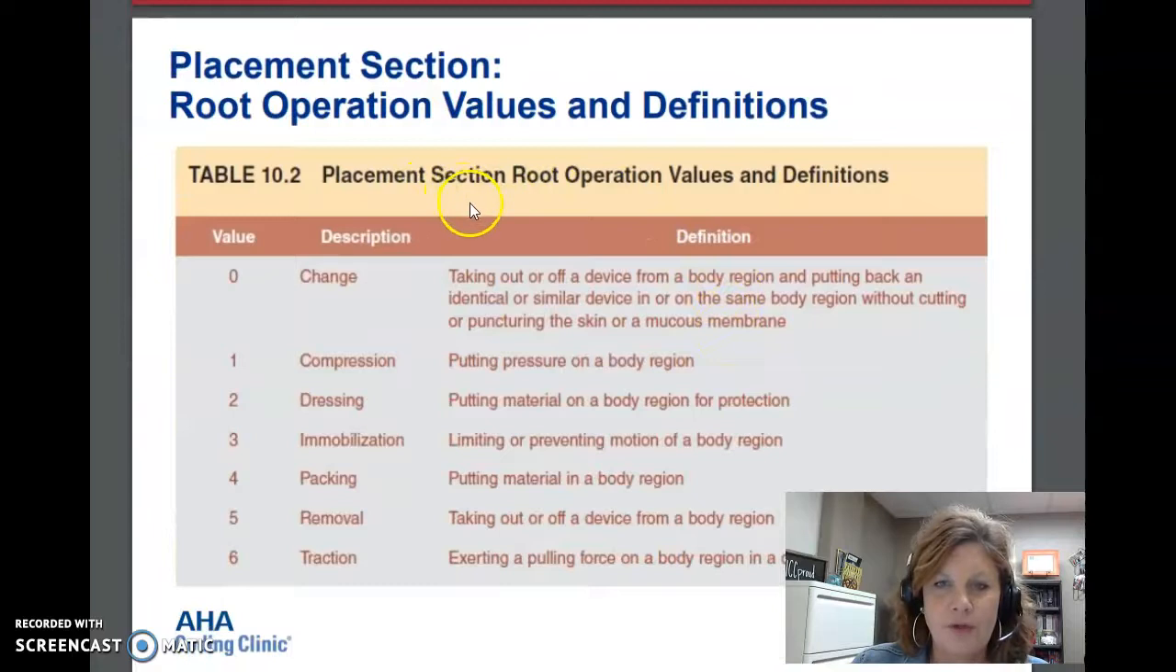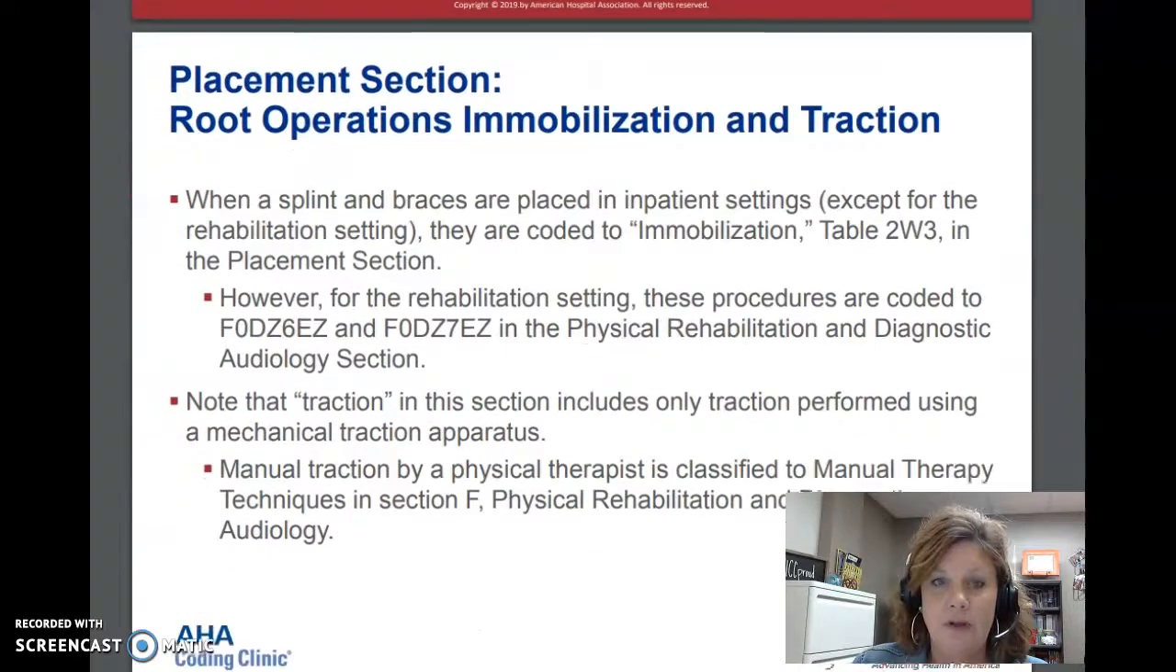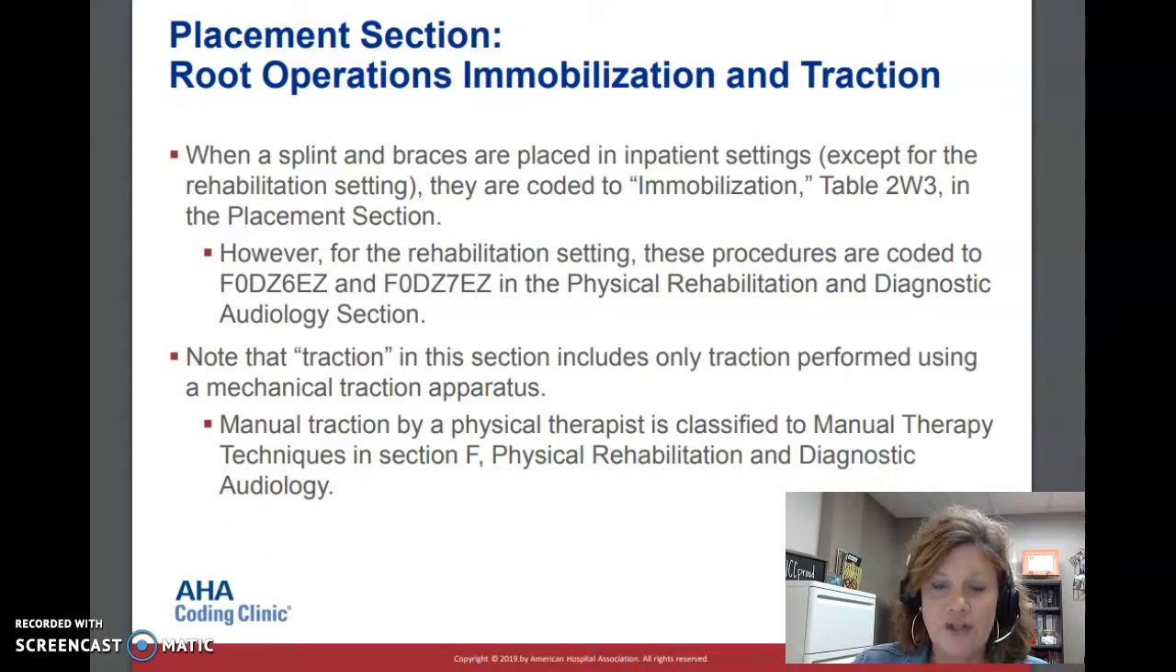Okay, so the root operations, what I was talking about for 10.2, again, we don't have as many. They still have the same meaning. We have immobilization, which is different. We have packing, we have removal, traction. So again, we will go through these. Devices in the placement section could be a splint, traction apparatus, bandage, or a cast for fractures and dislocation. Roots for immobilization and traction. See how things are changing here? So now we have the F, instead of that 0 being our first code.